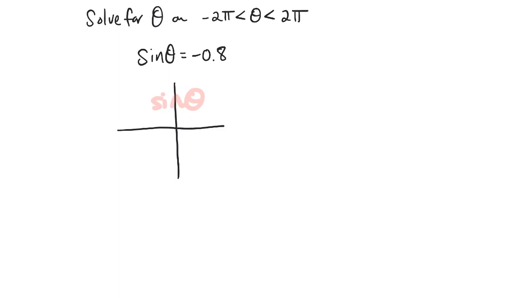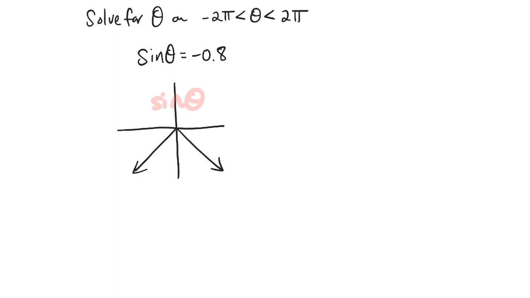So since we know that sine is positive in the top half of the Cartesian plane, we know that the 2 terminal arms that we're looking for must be in the bottom. So there and there, somewhere in those 2 quadrants. I don't know where, so I just give a rough sketch in the middle of each, and then I build out of that.